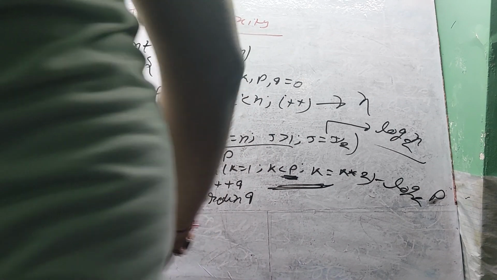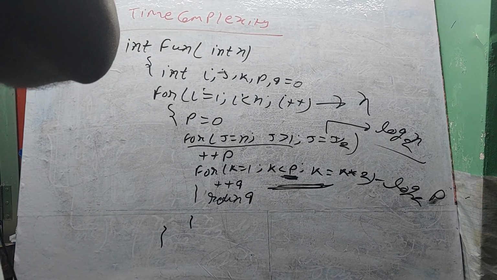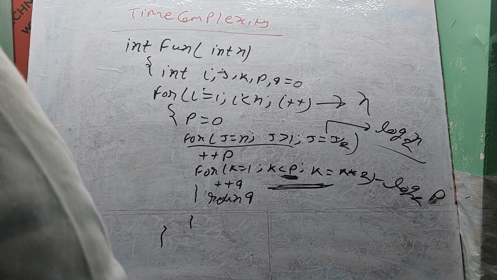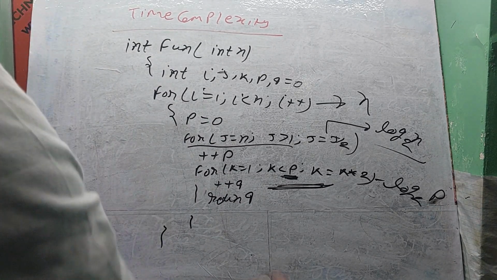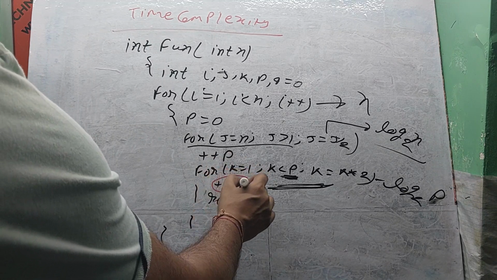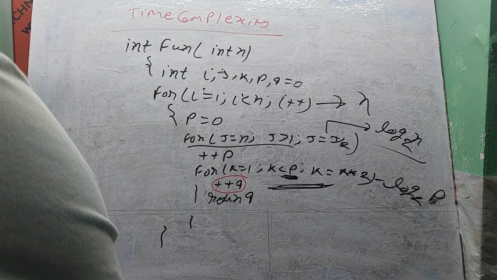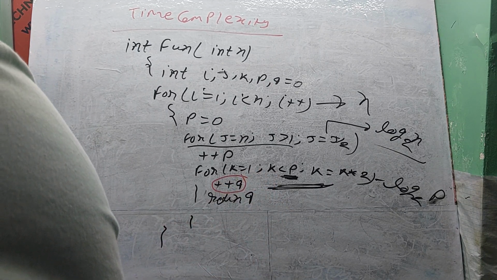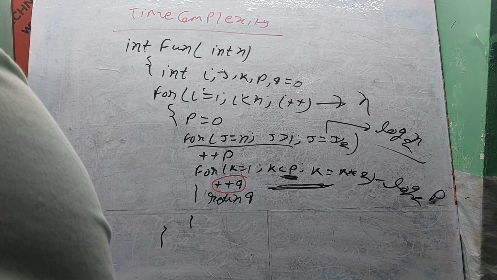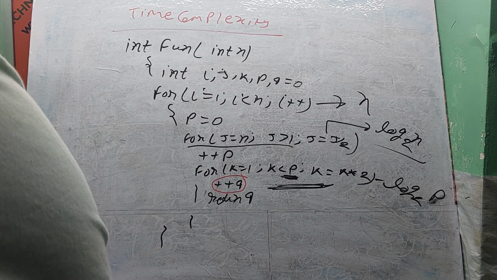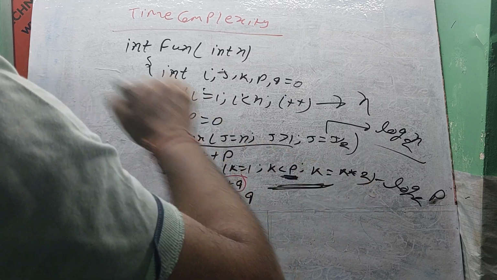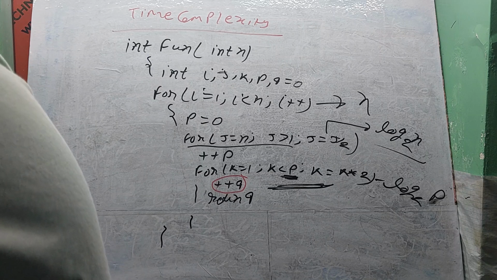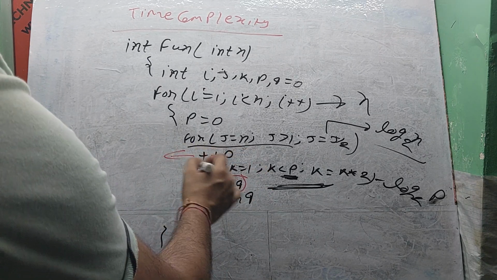Okay, now we need to find its return value. What will q be? Each time q will increase by 1, and this for loop is executed for log p base 2 time. Now we need to write it in terms of n, so we need to find the p value here.